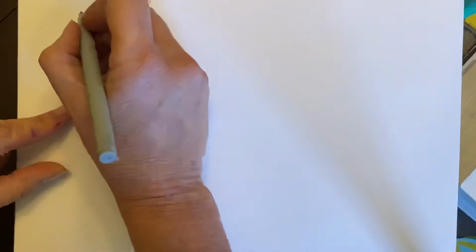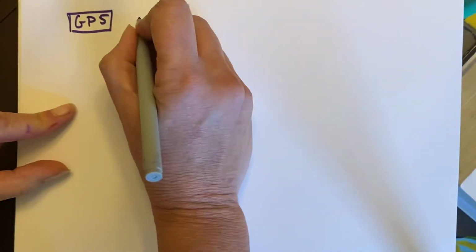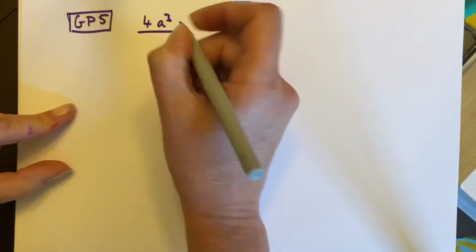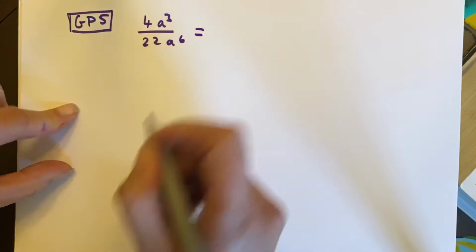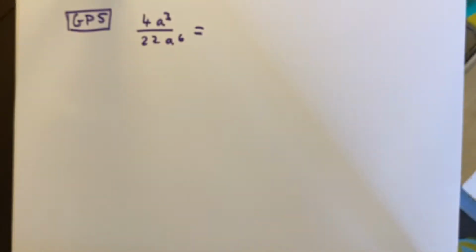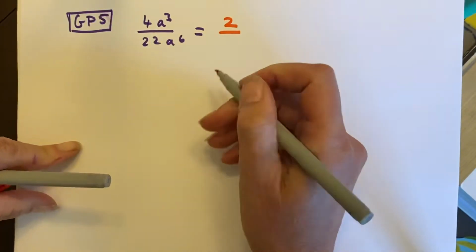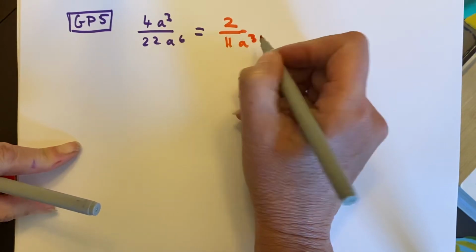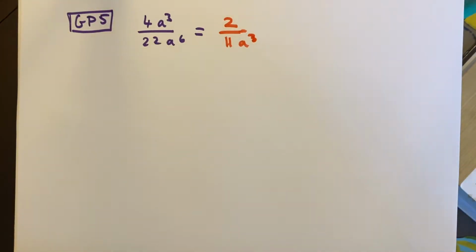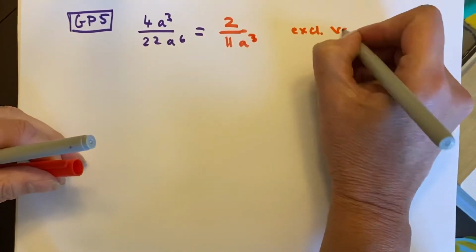Okay, hopefully you've done all these and you're just checking your work. Guided practice 5, 4a cubed over 22a to the 6th will give you an answer of 2 divided by 11a cubed. And the excluded value is going to be a equals 0.